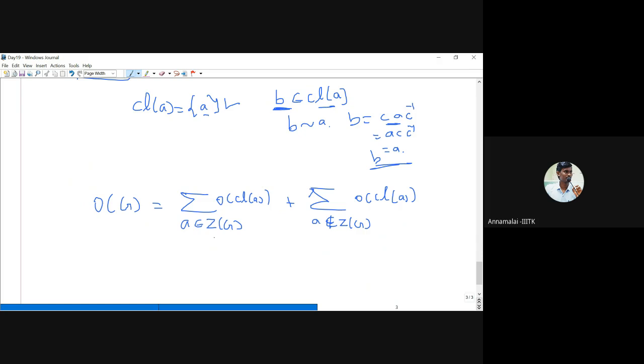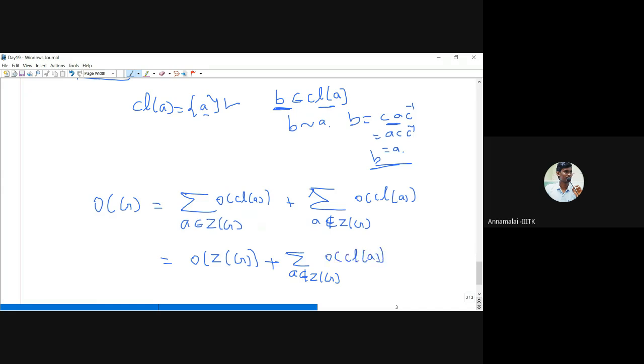But if A is an element of Z of G, then CL of A contains only one element. Therefore the summation is 1 plus 1 plus 1, as many times as the number of elements in Z of G. So the first summation is nothing but the order of Z of G. Now the second sum should be where A does not belong to Z of G. This is a very important condition. The summation runs over all A not in Z of G of the order of CL of A.